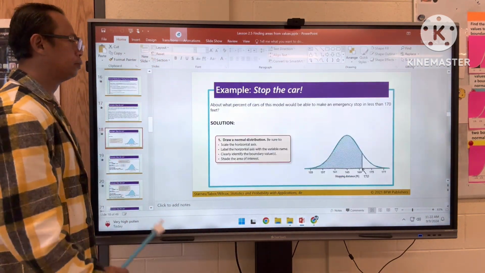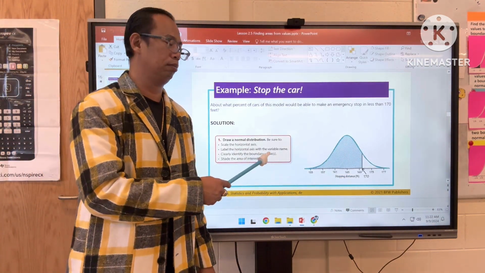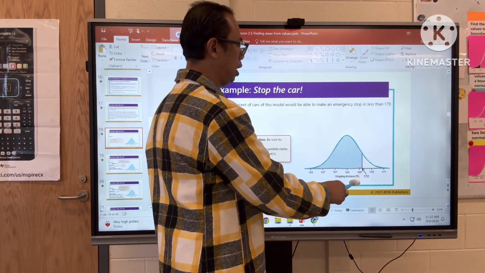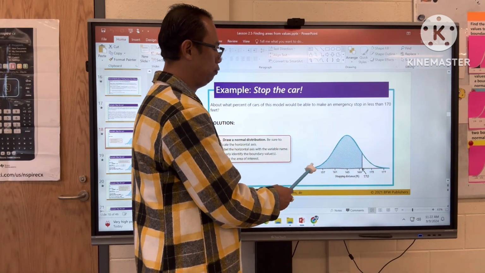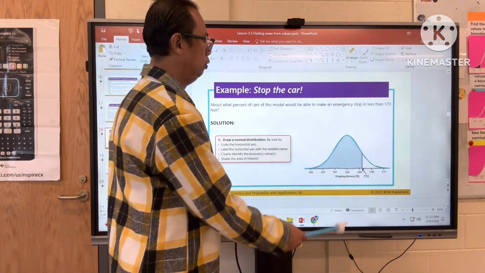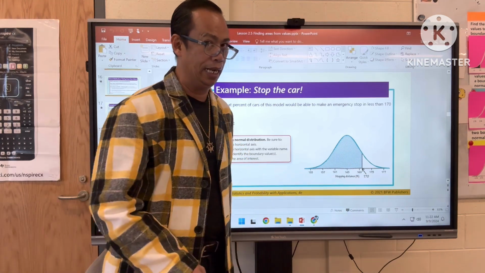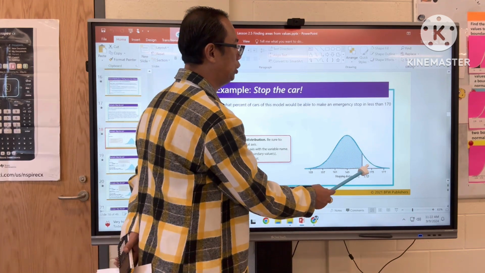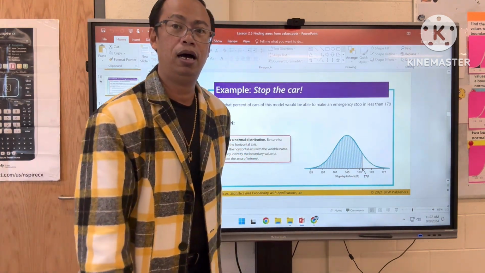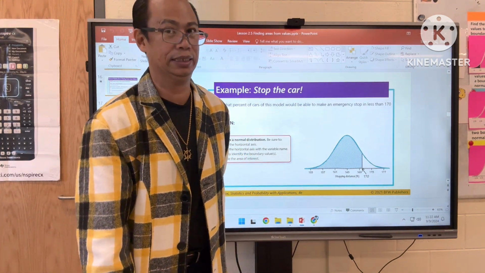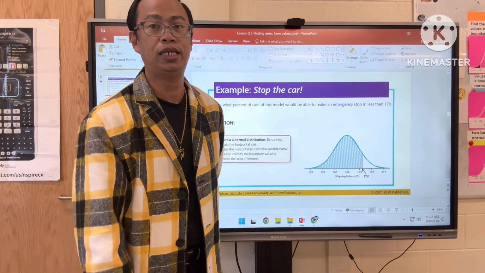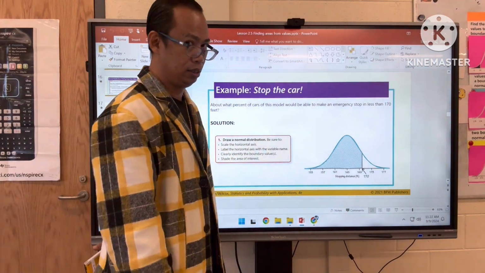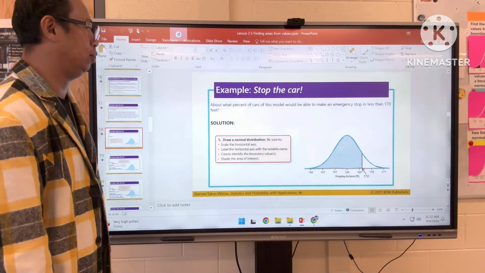Next, the next step, we draw it. So we get 165, and then we add 4 to the right, subtract 4 to the left. Then we got 170, because it's less than, so we shade the left portion. If it is greater than 170, we shade the right side. Again, the given is less than 170, so that's why when we shade this area, it is going to the left. Less than 170.